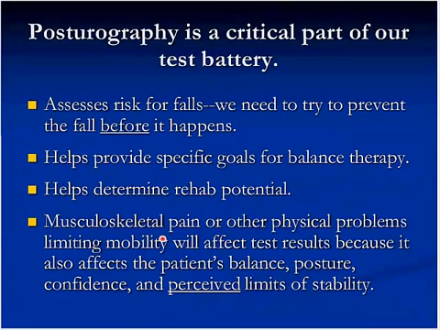Posturography assesses risk for falls. We need to try to prevent the fall before it happens. It helps provide specific goals for balance therapy. It helps determine rehabilitation potential. But we also need to keep in mind that musculoskeletal pain or other physical problems limiting the patient's mobility are going to affect the test results because it also affects their balance, their posture, their confidence, and their perceived limits of stability.